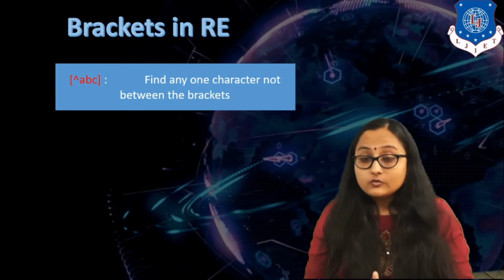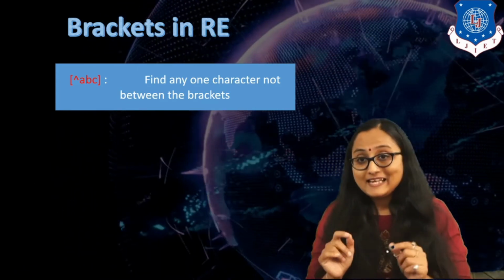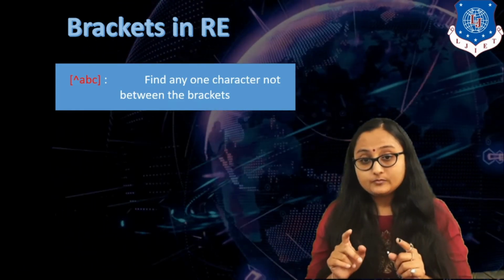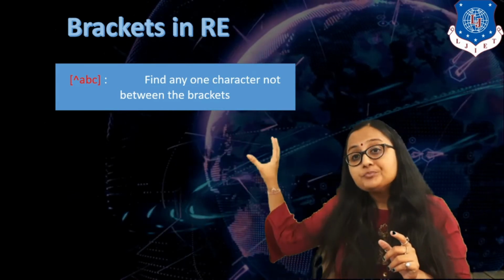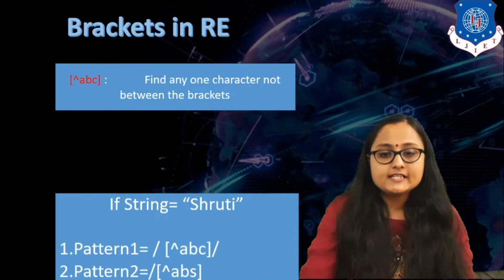So what does this mean? It means that there should be minimum one character in your string that is apart from this sequence of characters. What does it mean? Let us take an example and understand.